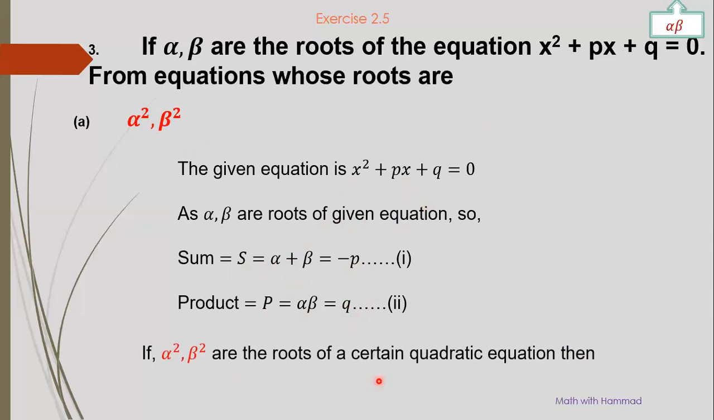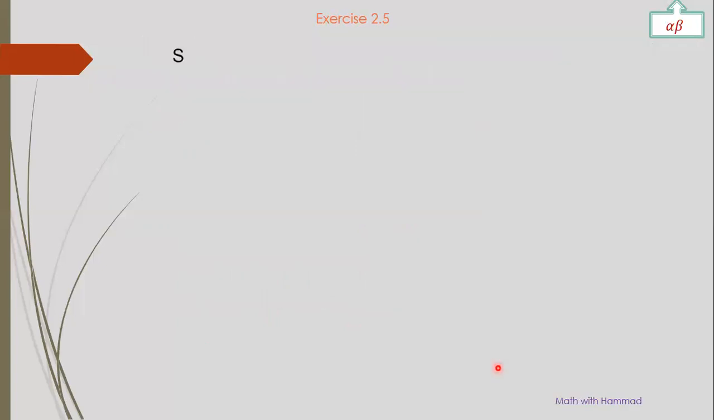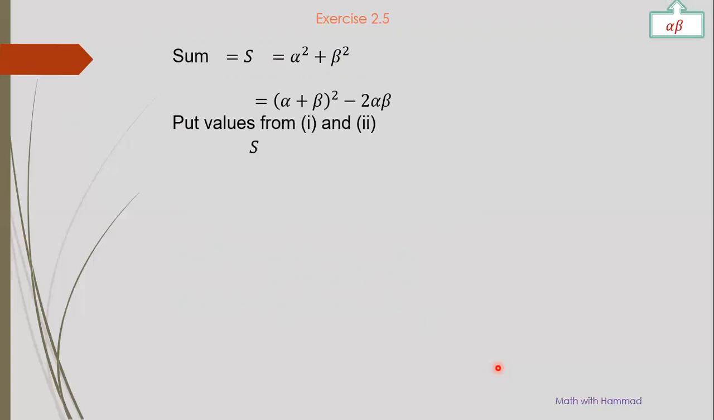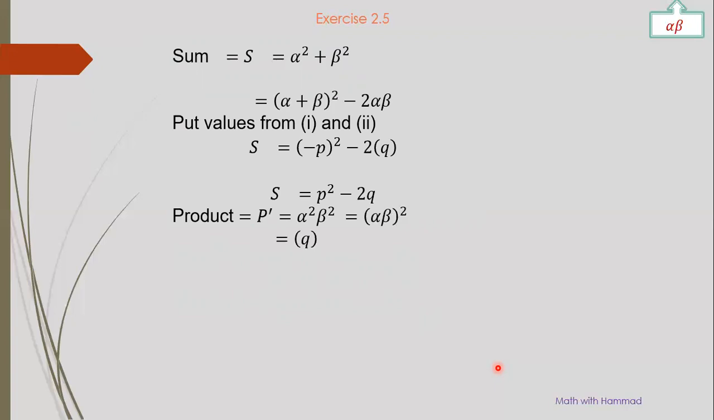If alpha and beta are the roots of a quadratic equation, then the sum alpha square plus beta square can be written as alpha plus beta whole square minus 2 alpha beta. Replace the values of alpha plus beta and alpha into beta from equation number 1 and 2. We have s equal to minus p whole square minus 2 into q, that is p square minus 2q. Now the product of roots is alpha square into beta square, that is alpha beta whole square, that is q square.